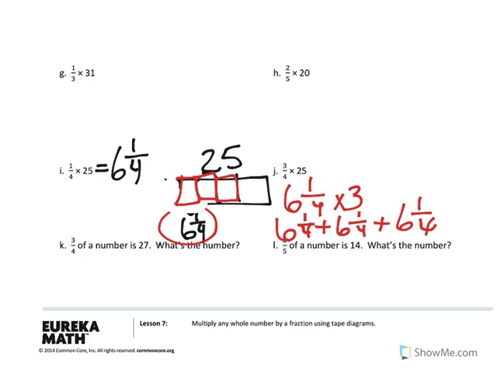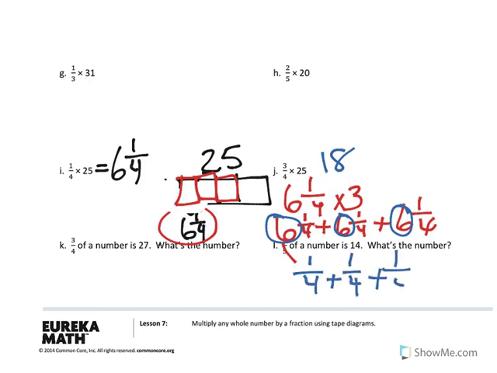And I know when I do this, I add up all of my whole numbers, which is 6 plus 6, which is 12, plus 6, which is 18. And then I can add up all of my fractions, which is 1/4 plus 1/4, which is 2/4, plus 1/4, which is 3/4. So my answer is 18 and 3/4.